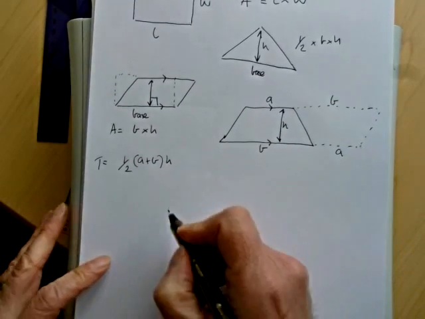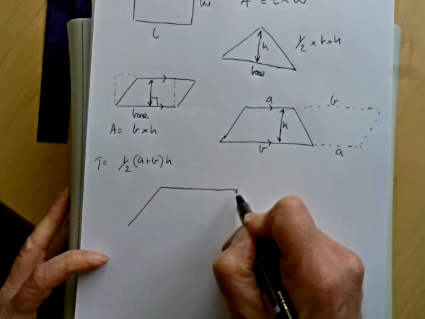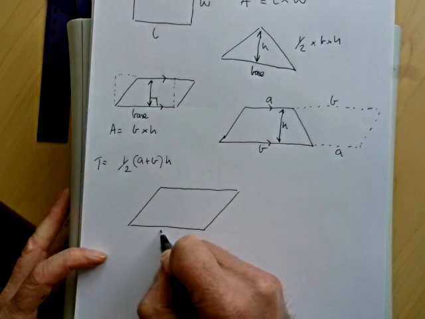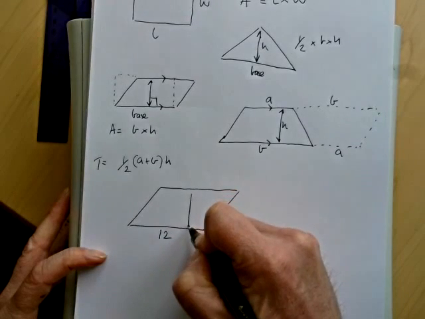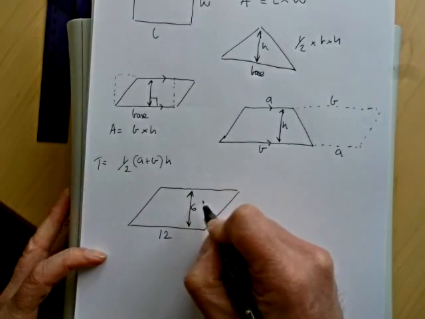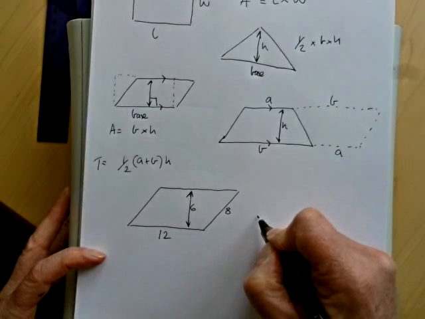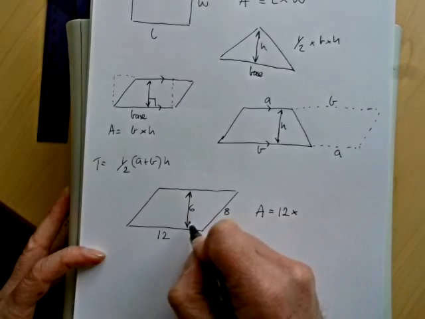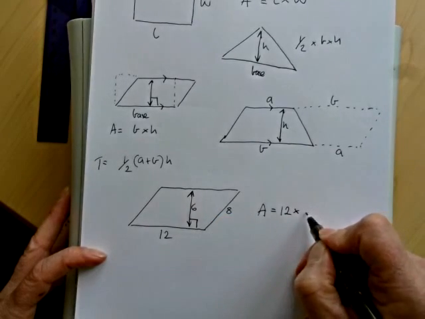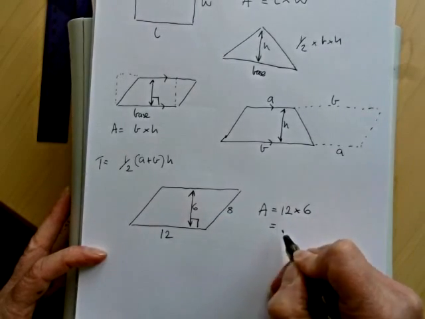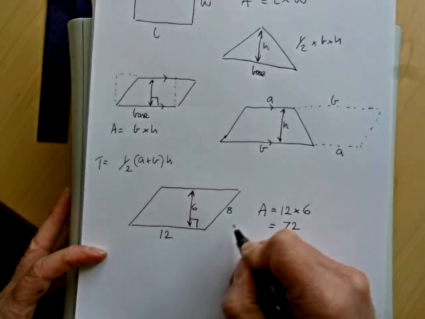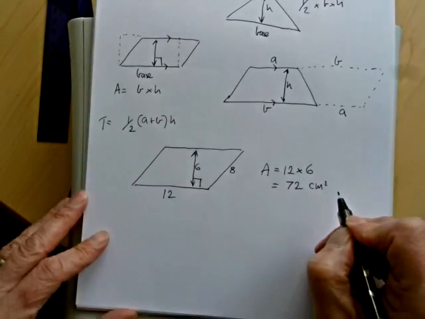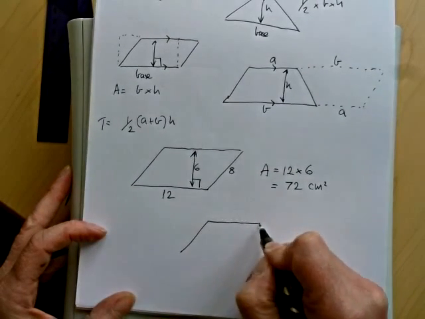So let's have a look at two questions then. So we've been given a parallelogram, and we've been given its height, and we've been given the length of the slope. So the area here then will be the base 12 times, and make sure you get the right measurement of perpendicular height. In this particular example, the slope height is of no use to us.